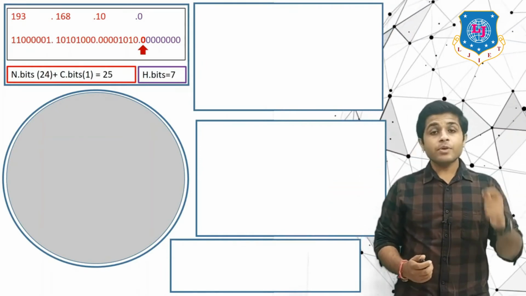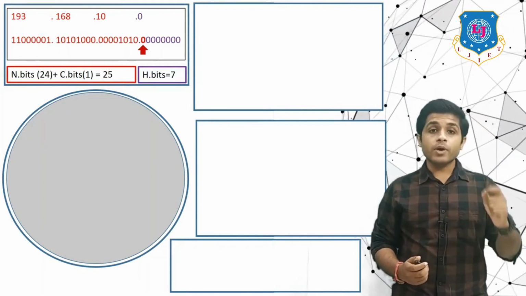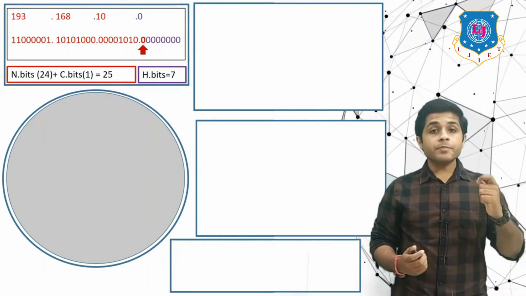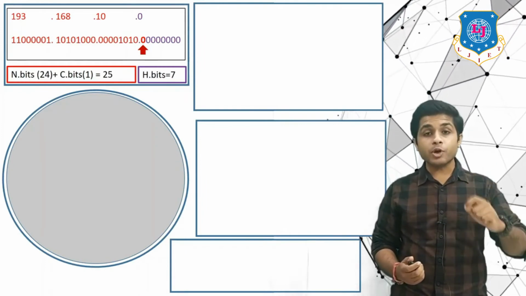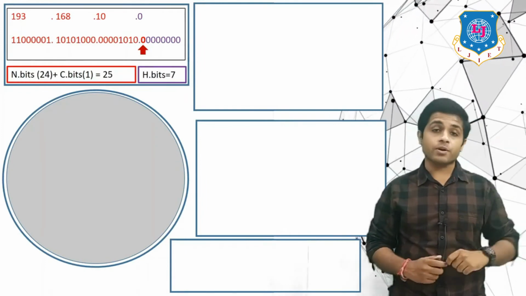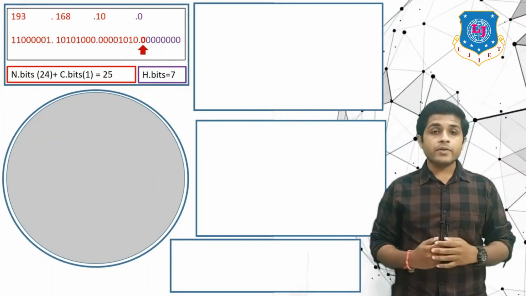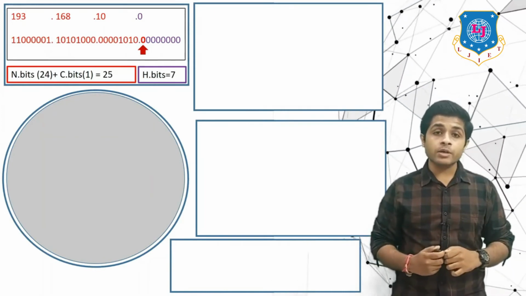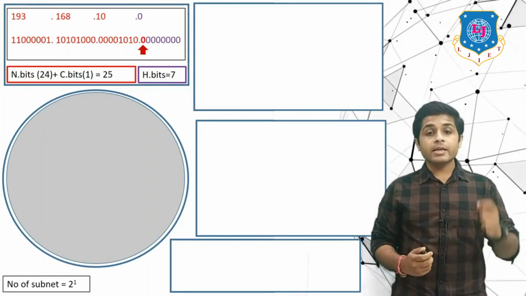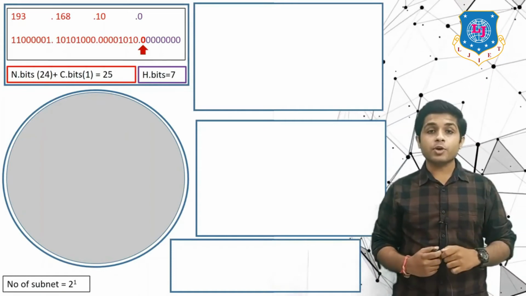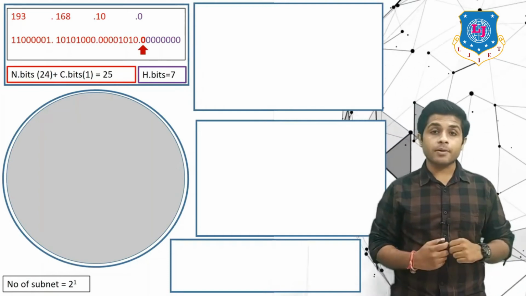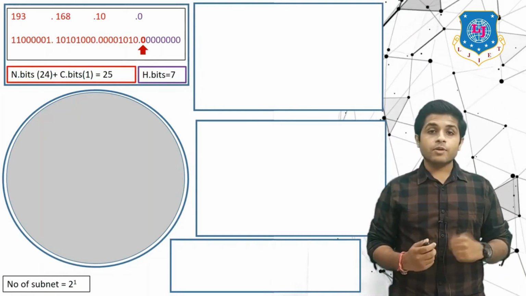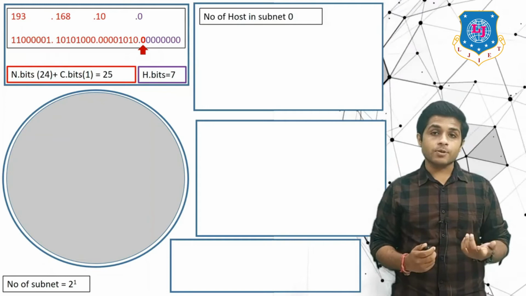Now from the converted bits, what information do you get? From the converted bits, you will get how many subnets are possible in that one network. The number of converted bits in this example is 1. So from that you get that 2 raised to 1 subnets are possible in the one network. It means 2 subnets are possible. So the first subnet is subnet 0.